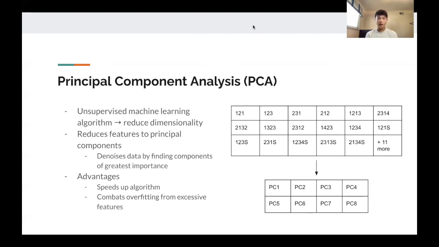For example, in my model, I took all of the motifs, which you can see here, 1-2-1, 1-2-3, and going to 11 more, to 28 motifs in total. I ran principal component analysis on them and transformed those into 8 principal components, which denoised the data by finding components of greatest importance. Some of the advantages that come with this is that it speeds up the algorithm and combats overfitting from excessive features.